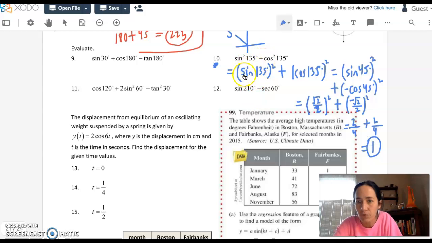Just something to look out for, and we can talk about this more in class, the notation with the square being on the inside of the writing there.